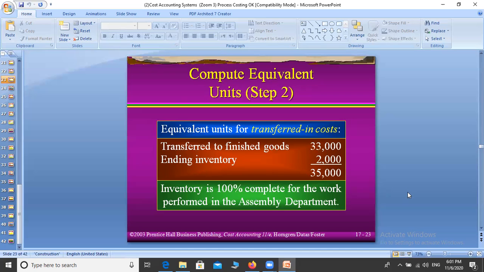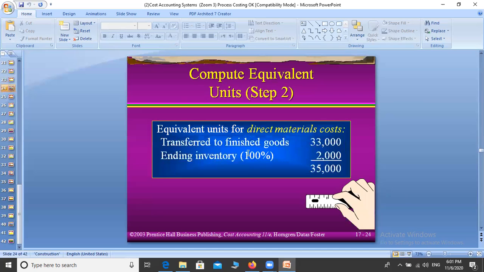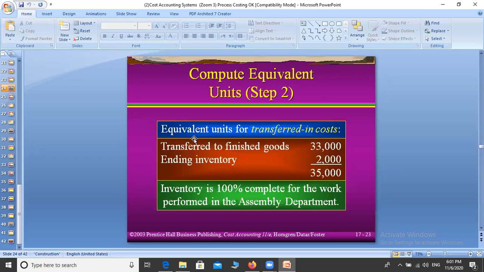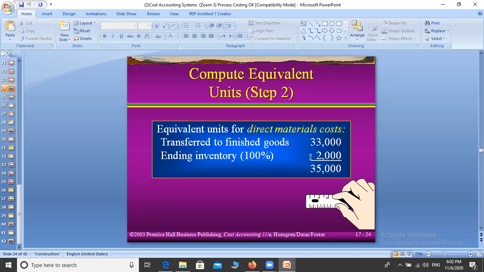Now, equivalent units for direct materials cost. The previous one was direct material transferred from the previous process. Now we are dealing with direct material that is added in the new process. Transferred 33,000 plus ending inventory 100%, so the total is 35,000.